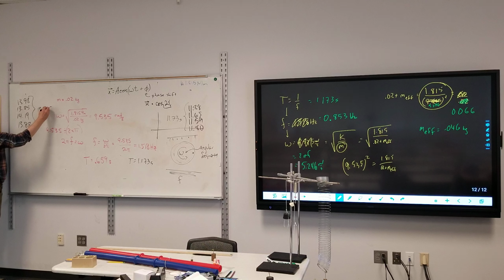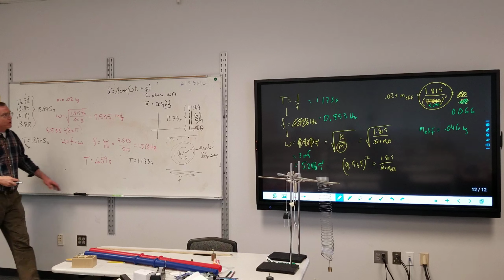13.975. And then that's for 10 oscillations of 1.3975 seconds. That's our experimental period. And let's figure out what our prediction is.